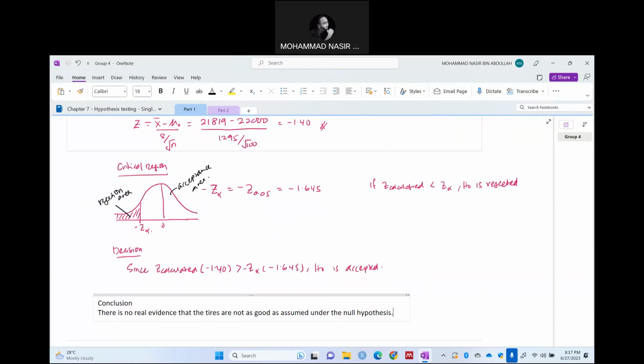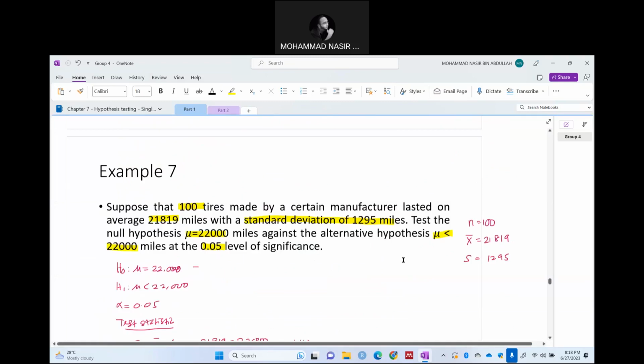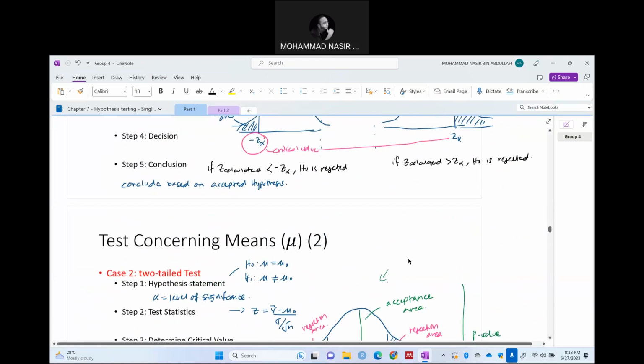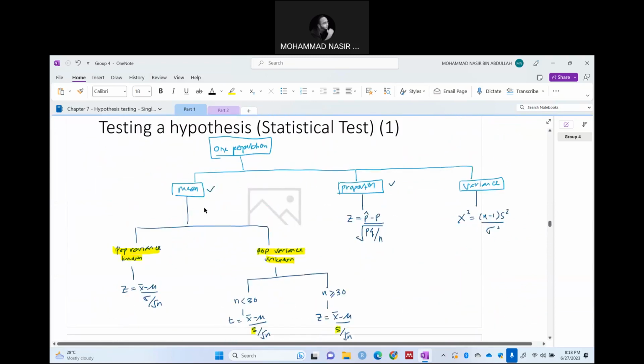Now let's look at the next example. Are you okay with this one? Very simple, right? The thing is we need to know which test we want to use. I already gave you the diagram, so you should always refer to this diagram to choose which statistical test. You need to look at it one by one. This is a test of mean: population variance known, use that. Population variance unknown, look at these two conditions, n less than 30 and n more than 30.